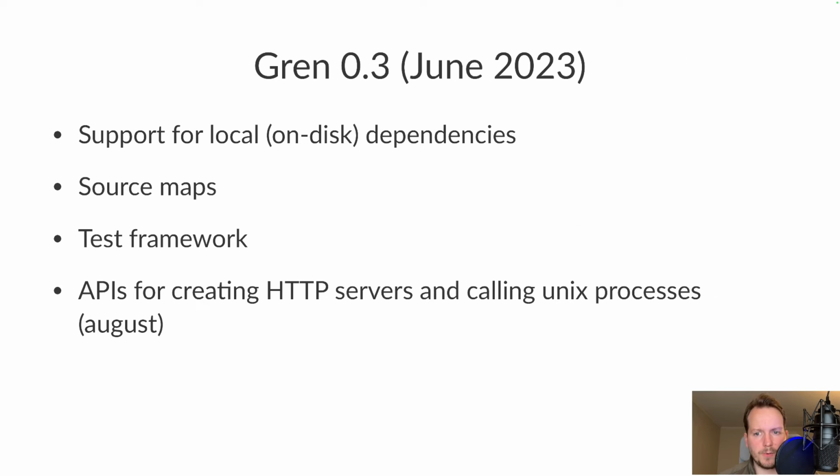So that was Gren 02. Gren 03 was released in June 2023. It brought support for local dependencies, and by local dependencies I mean dependencies you have on disk instead of on GitHub. It also brought support for sourcemaps. It brought a test framework, and by that I mean we ported the test framework for Elm over to Gren. And a little bit after the release, we brought support for creating HTTP servers and calling Unix processes.